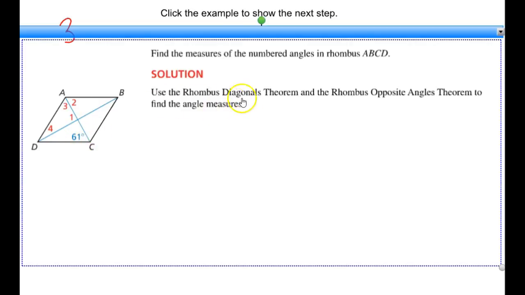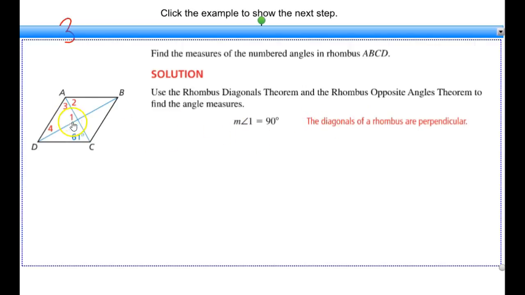So here is example number 3 in your book. So let's look at this. Find the measures of the numbered angles in rhombus ABCD. So again, if I didn't have a picture, I would go ahead and draw my picture to start with, and I see that I'm given one angle. So I want to use the rhombus diagonals theorem and my opposite angles theorem to find my measurements. So I know that the diagonals of a rhombus are perpendicular, and I'm told that this is a rhombus, so I can go ahead and use these.